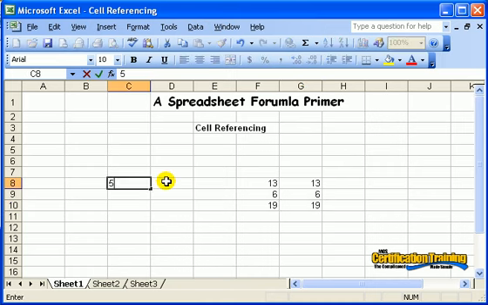If I have one cell here and one cell there, if I want my answer, I have to put either 10, or if I don't want to do the math, equals 5 plus 5. However, if I want to constantly change the numbers to find out what the answer may be, I will need to use again cell referencing.